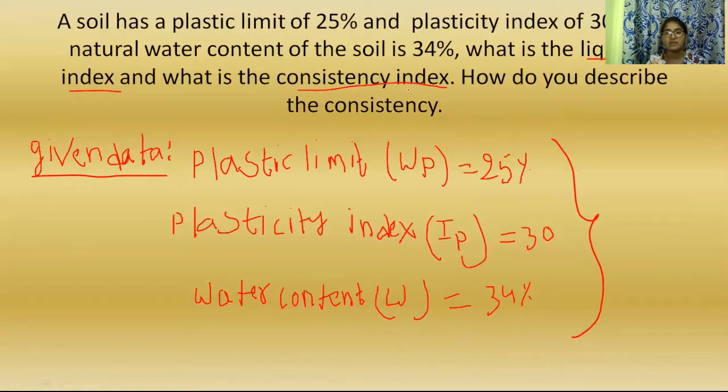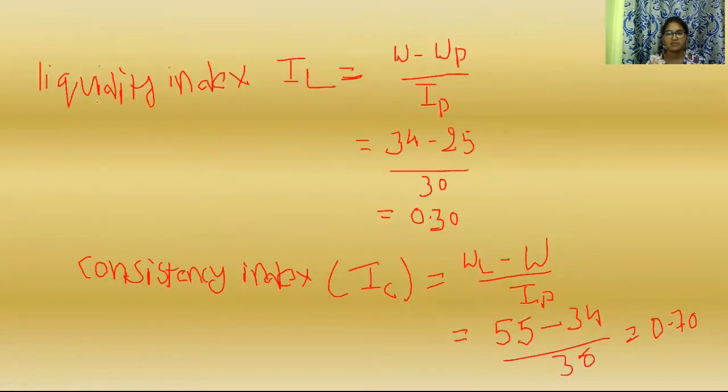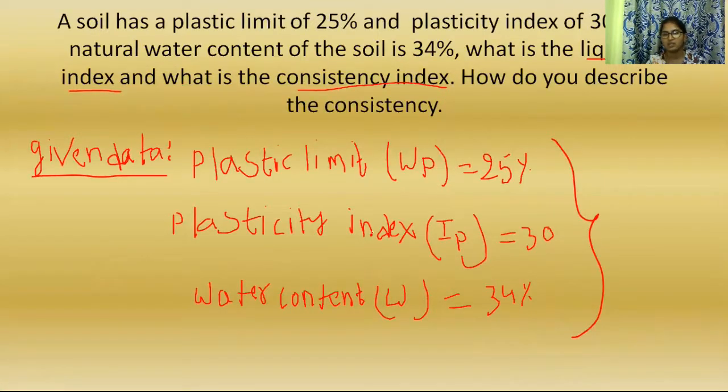What are the required formulas for determining the liquidity index and consistency index? First we go for the liquidity index. The liquidity index I suffix L is equal to (W minus W suffix P) by I suffix P, the difference between the natural water content and plastic limit divided by the plasticity index. The water content, plastic limit and plasticity index values are already given.